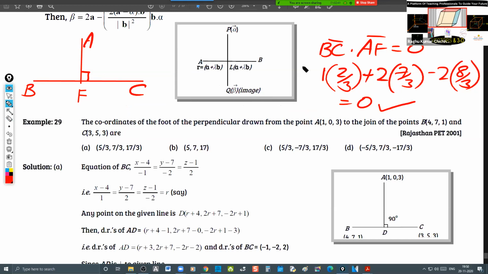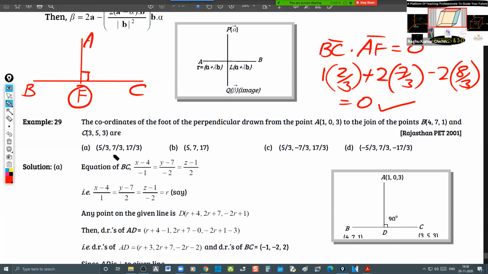So what is the cross verification method? I repeat: A given, B given, C given, F is in the answer. We know that these two are mutually perpendicular to each other, and hence BC bar dot AF bar is equal to 0. This is to be verified, and F is in the answer. A, B, C are given. So what did I do? I wrote the DRs of BC. It is 4 minus 3, 7 minus 5, 1 minus 3. So 1, 2, minus 2 are DRs of BC, and for AF bar, A I know is 1, 0, 3.